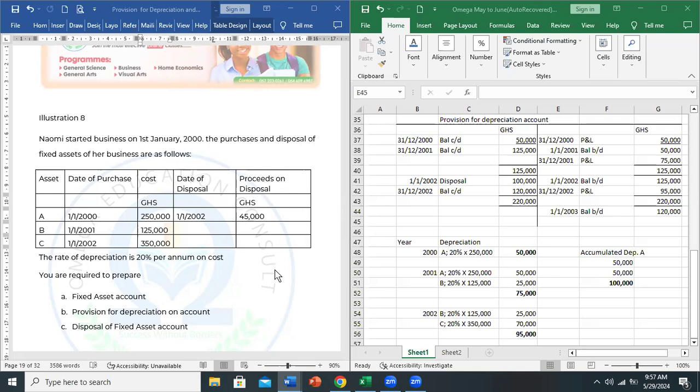That's the asset, the provision for depreciation, and the disposal. Okay. So we did the asset account in the previous lessons. So this one you may have to watch. Note any questions. Contact me if you want any further explanations, and I'll do that for you, Professor.